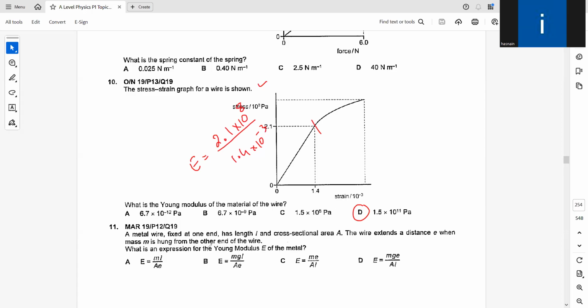Question 11 states a metal wire is fixed at one end, of length L and cross-sectional area A. The wire extends E when mass M is hung. What is an expression for Young's modulus? The expression would be force times length over area times change in length. Since it has a mass M, the force would be mg. The original length is L, it stays the same, A is A, E is E. So mgL over AE. Yeah, that's B, right?